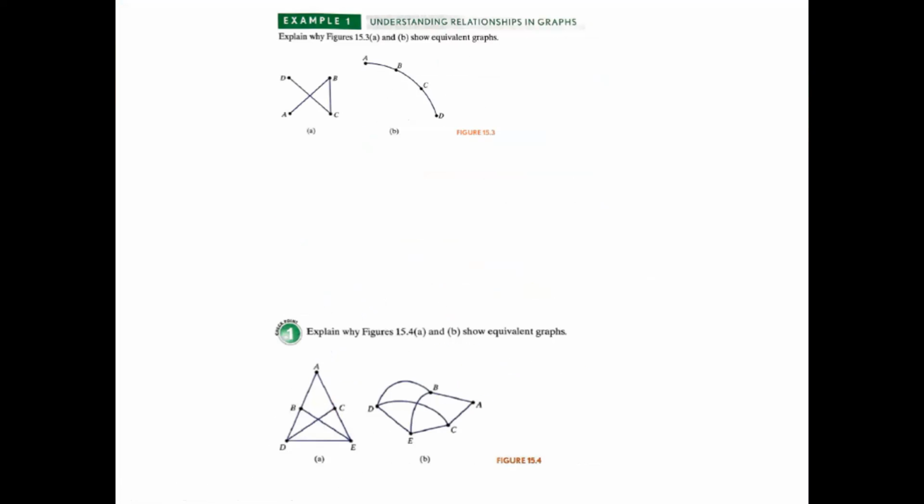Next, example 1, explain why figure 13a and b shows an equivalent graph. And the reason for that is if you go from A, B, C, D. So A, B, B, C, C, D. This right here is your path. If you take a look over here, it also goes from A, B, B, C, C, D. It is exactly the same.